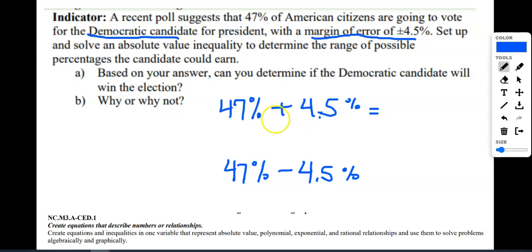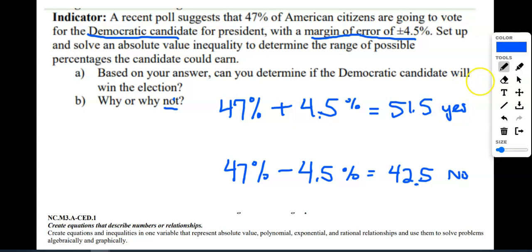so the real percentage could be higher than that, as high as 51.5, or it could be as low as 42.5. With that being said, can we determine if the Democratic candidate will win? Well, at 42.5%, no, but at 55.5%, yes. So we can't determine it, no, but we can say there's definitely some chance there. Anything over 50 sounds like a win.